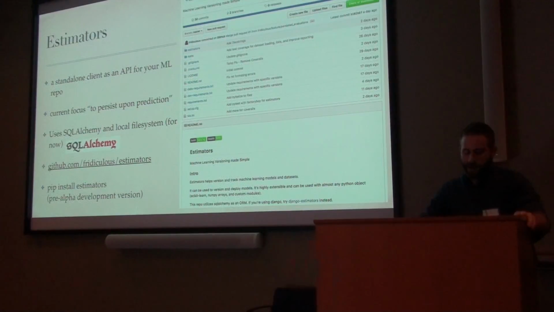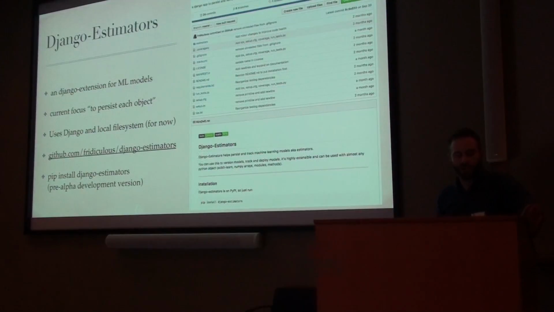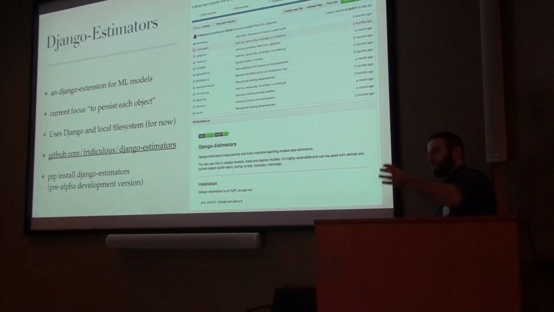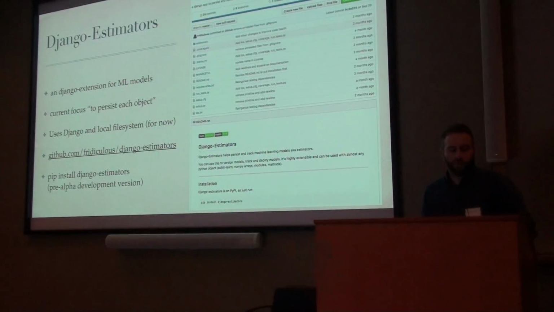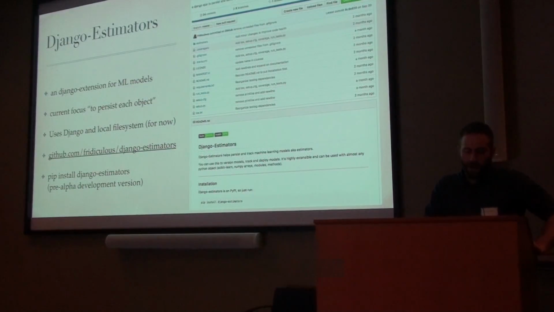And then there's another one I wrote about a month ago, and we started hacking together, which is essentially a Django extension for ML models. Similar, but in this case you have an active record style where you build a model, you save it. You get a data set, you save it. You pull your data set whenever you want. I'll give a demo of Estimators in a second, but in this case you use Django and a local file system. There's the repo, and you can also get it on PyPI.